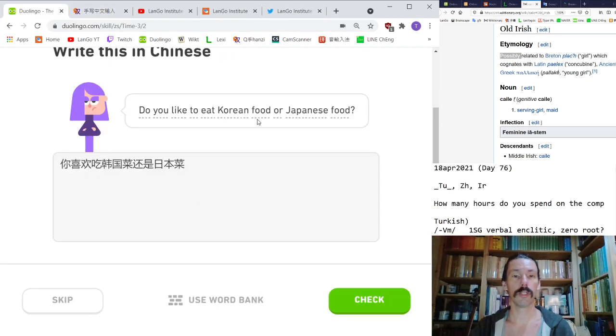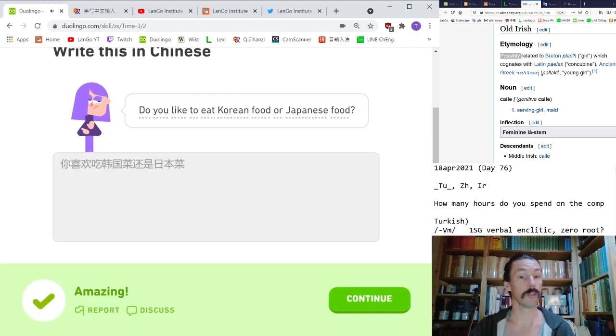Do you like to eat Korean food or Japanese food? 你喜欢吃韩国菜还是日本菜? Feels good. So, the most common one for this one is chia, to cut.